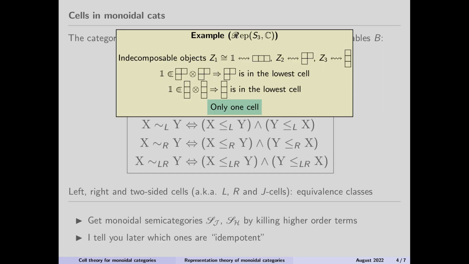Let me show an explicit example. So rep S3, I already told you that rep S3 is a good one, but now I'm just going to take the complex numbers. So what are my indecomposable objects? They're indexed by partitions of 3, right?